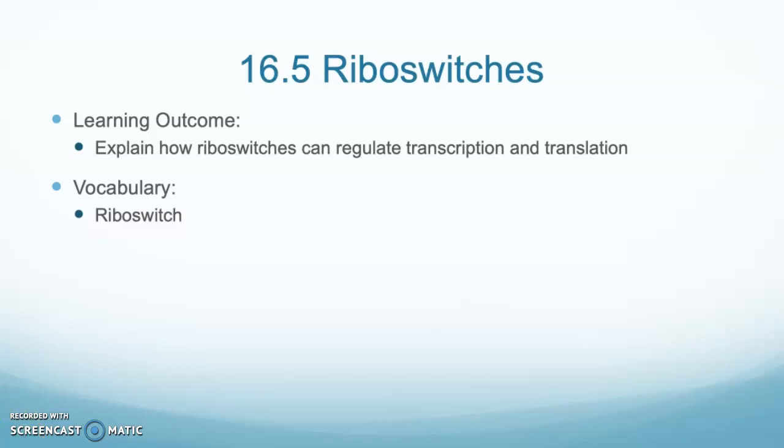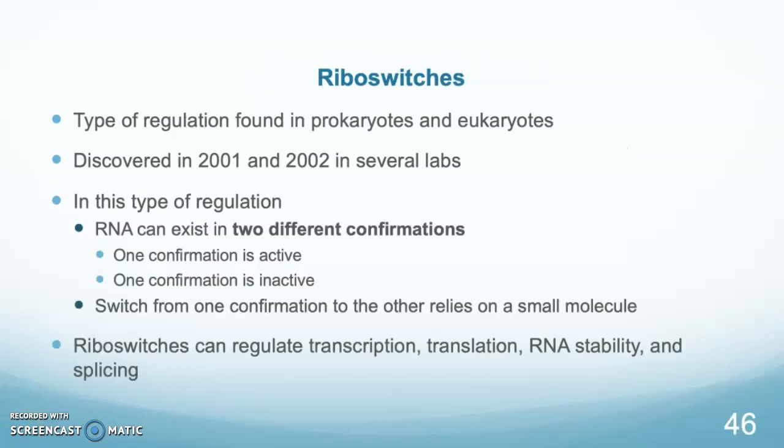So let's talk about what riboswitches are. Riboswitches were discovered actually quite recently, within the last 20 years, and they're a type of regulation that we find in both prokaryotes and eukaryotes.